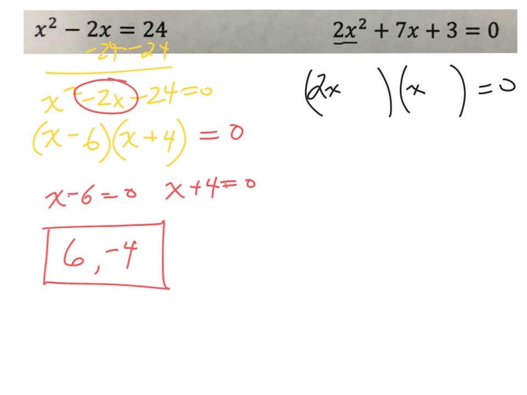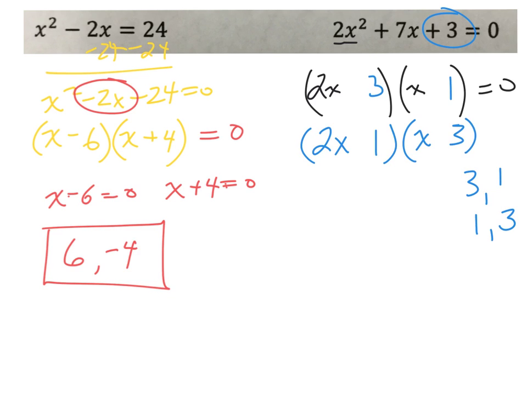Now, the reason this is a little bit more complicated is we have a last term of 3. Of course, the good news is the only factors of 3 are 3 and 1, but I'm also going to write down 1 and 3 as well, because we can use combinations here to solve this. In other words, the factors of 3 are 3 and 1, or 1 and 3. We have to figure out which of those two combinations is correct.